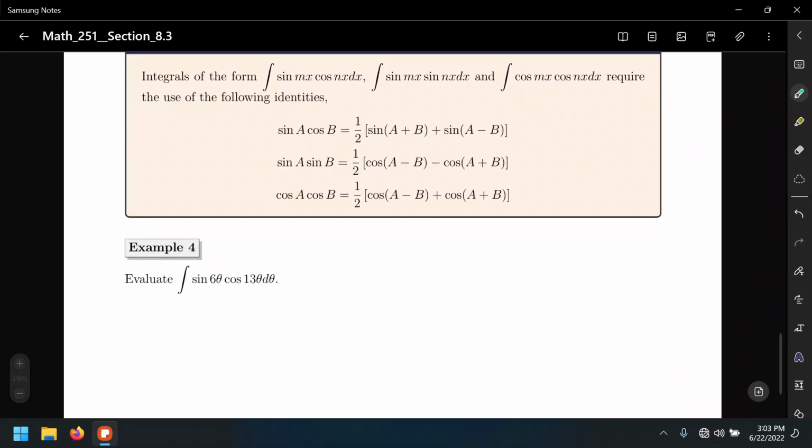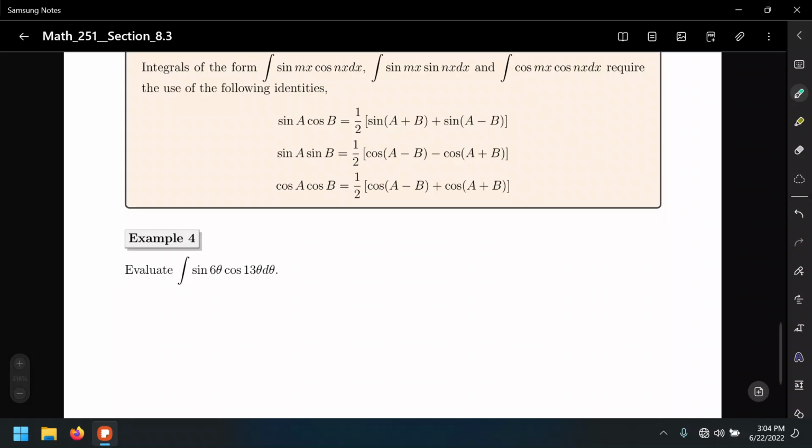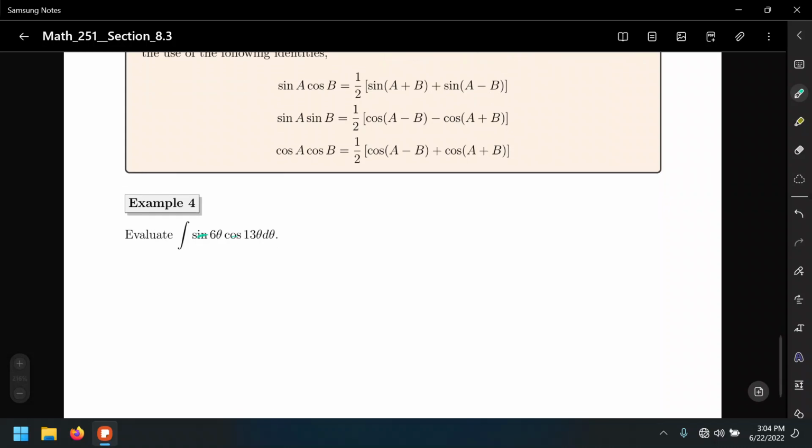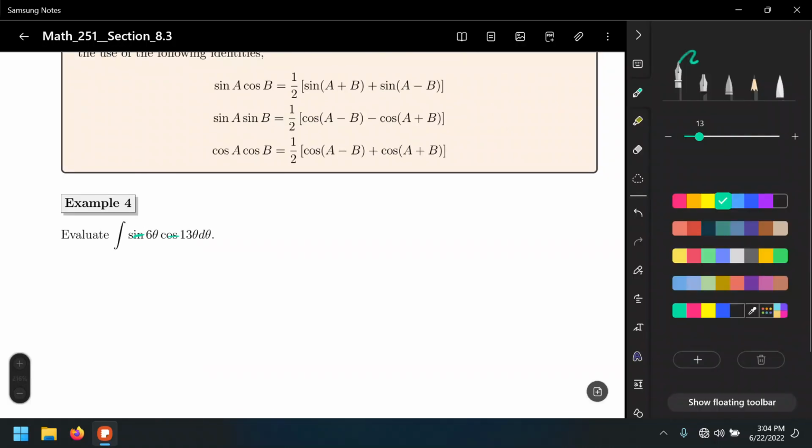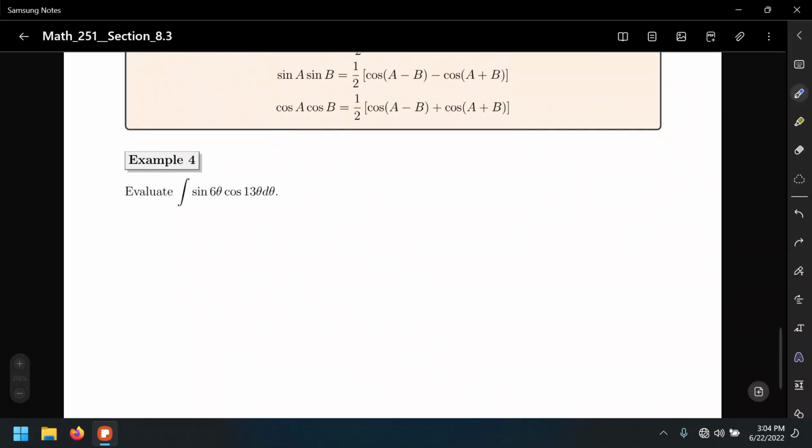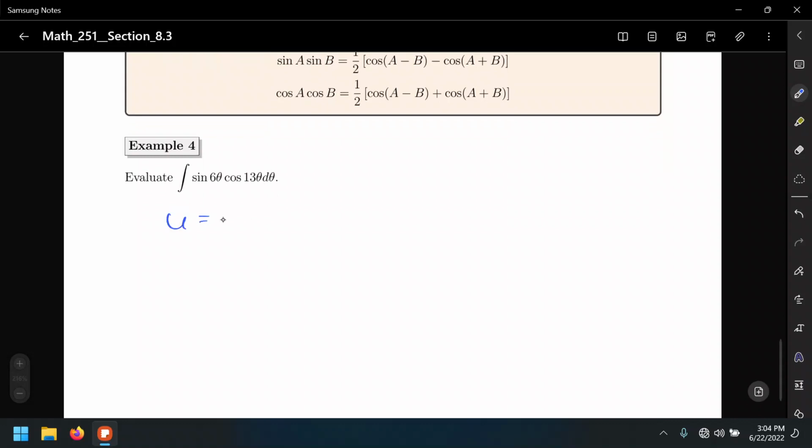In this case, we use these identities to evaluate integrals like the one that we have here, for example, number 4. We have the integral of sine 6θ cosine 13θ with respect to θ. Well, so let's see. Yes, we have a sine and we also have a cosine, so we can think that we have a u du setup, like u equals sine 6x, du equals 6 cosine 6x dx.